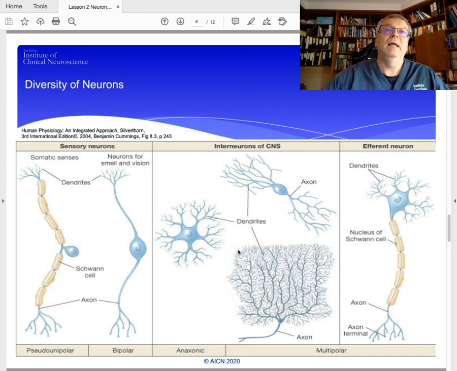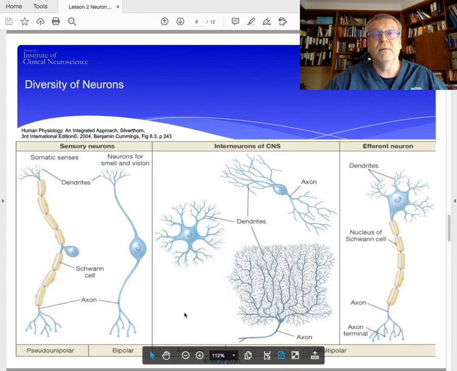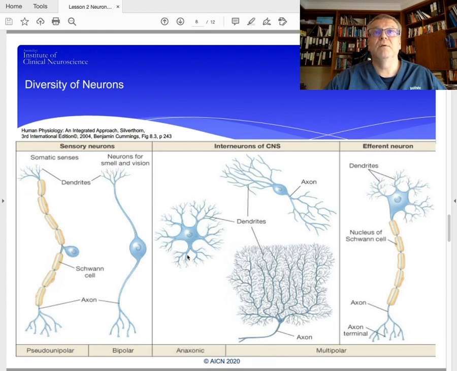Now let's look at some other types of neurons. This neuron here is basically anaxonic. It doesn't have an axon. So it's all dendrites in this neuron, and all the dendrites are focusing into the cell body.